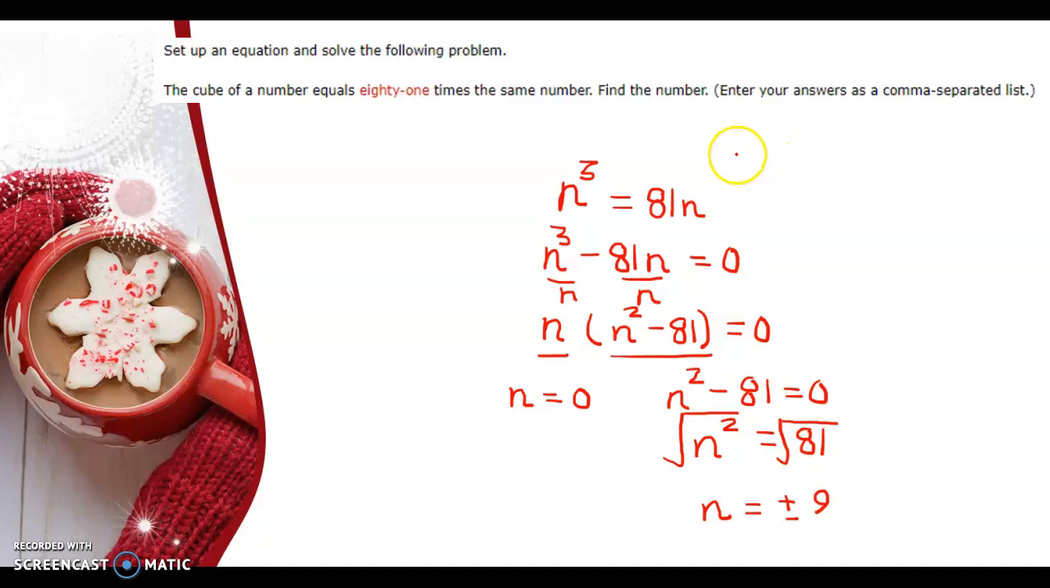So it says enter your answers as a comma-separated list, and generally they want you to put them in numerical order. So in WebAssign you'd say my lowest value is negative 9, my next lowest value is 0, and my highest possible number is 9. And if you plug the negative 9 into your original equation, you see the left-hand side is equal to the right-hand side. If you plug the positive 9 into your equation, you see the left-hand side is equal to the right-hand side.